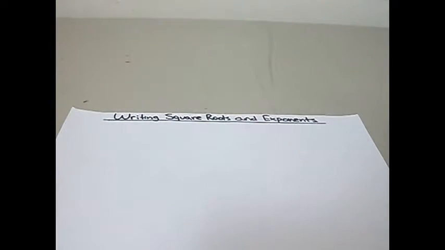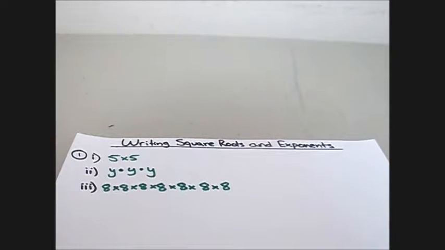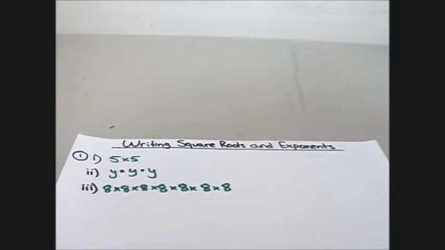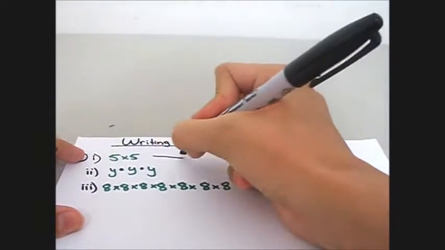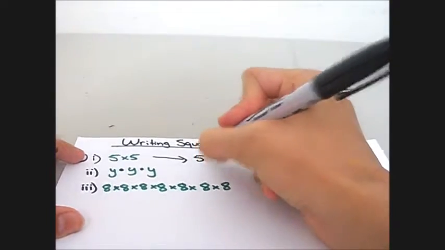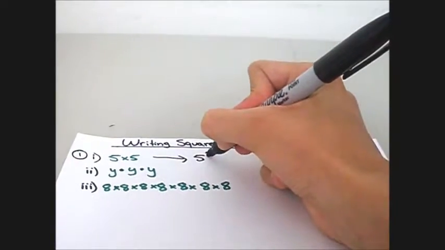So let me just start us up with some practice problems. We'll be writing these three expressions in exponent form. So let me just start off with the first one. 5 times 5. So I'm simply going to write 5 first, and since there are two 5s, I'm going to write a small 2 above it.